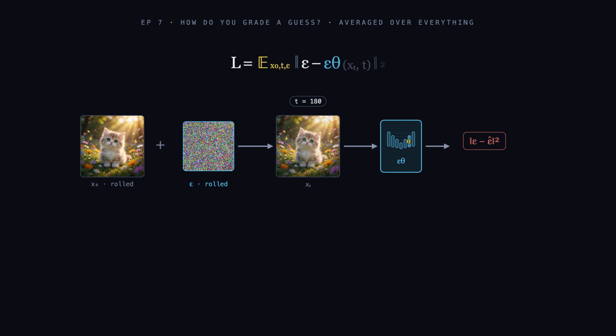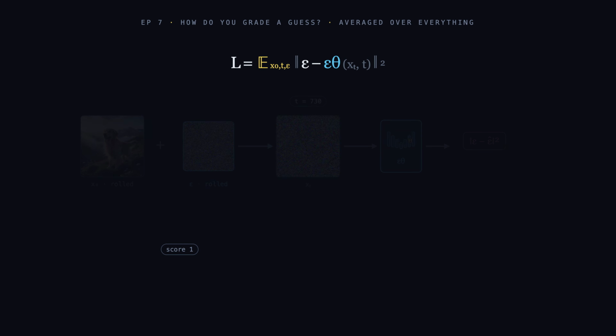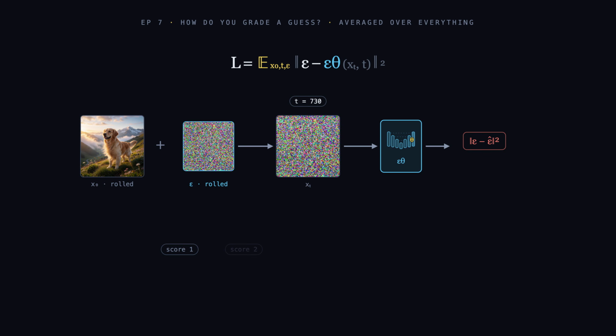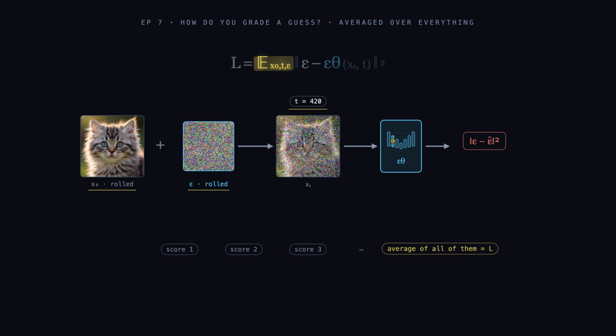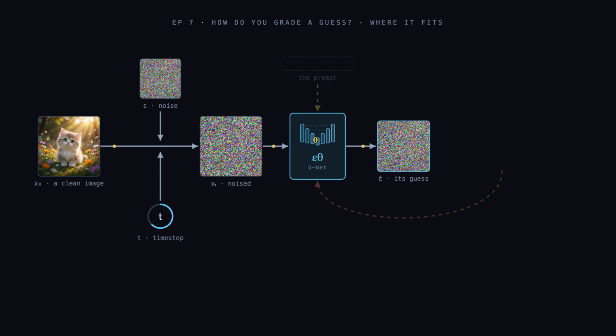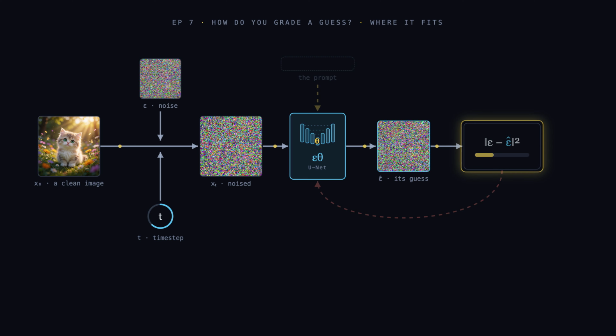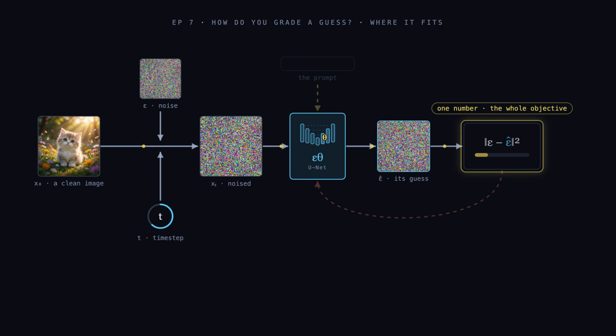We repeat this with many clean images, random time steps, and newly sampled noise. Each combination produces another training example and another score. The expectation symbol in the equation means that the objective is averaged over all of these random choices, not calculated from just one example. Now the training diagram is complete. We can create a noisy input, ask the network to predict its noise, compare that prediction with the known answer, and use the loss to improve the network.